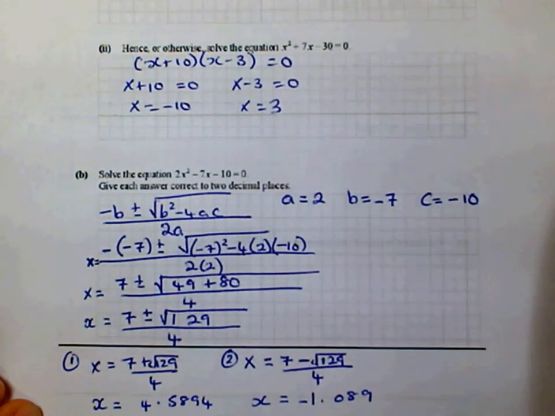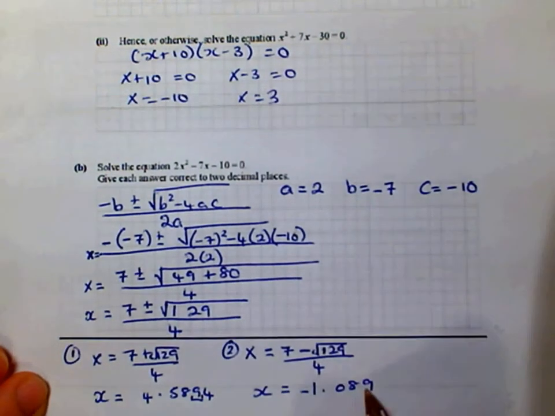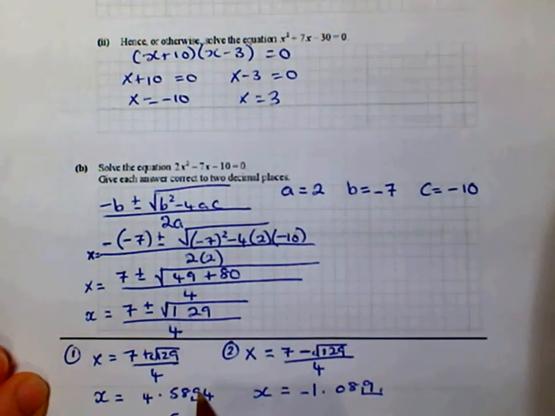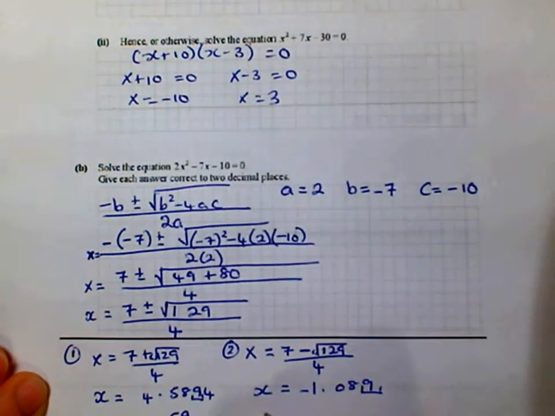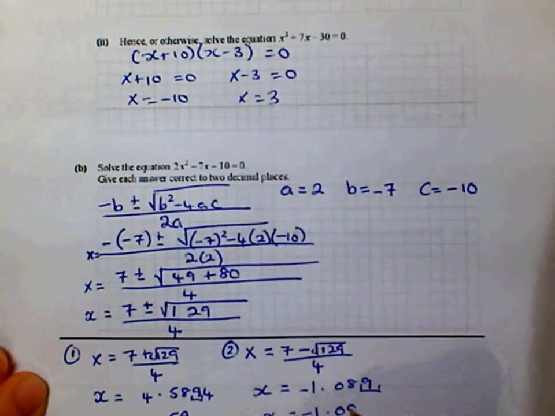Now you're asked to 2 places of decimal, so you look at the third number in each of them. So x is equal to 4.5, and the 9 here makes the 8 become a 9, and over here minus 1 point, the 9 makes the 8 become a 9, so minus 1.09.